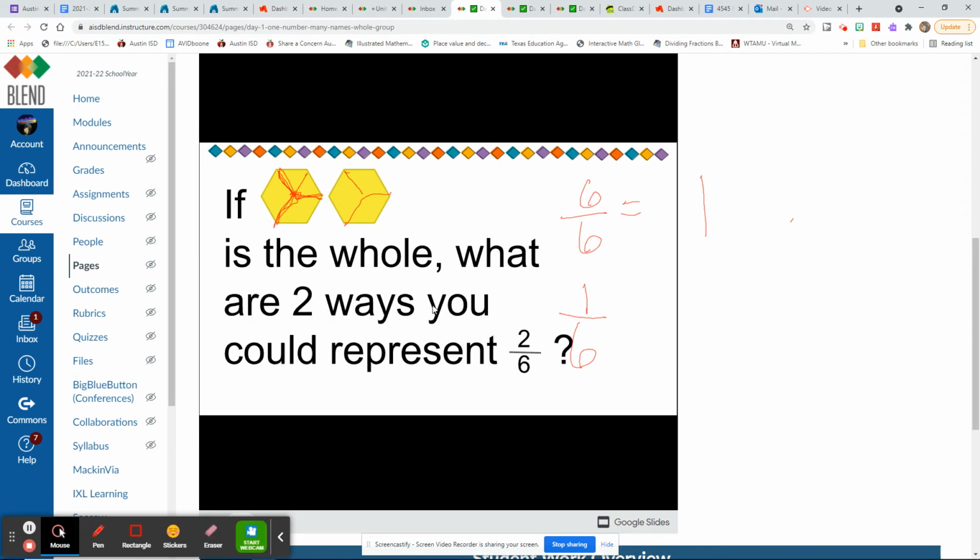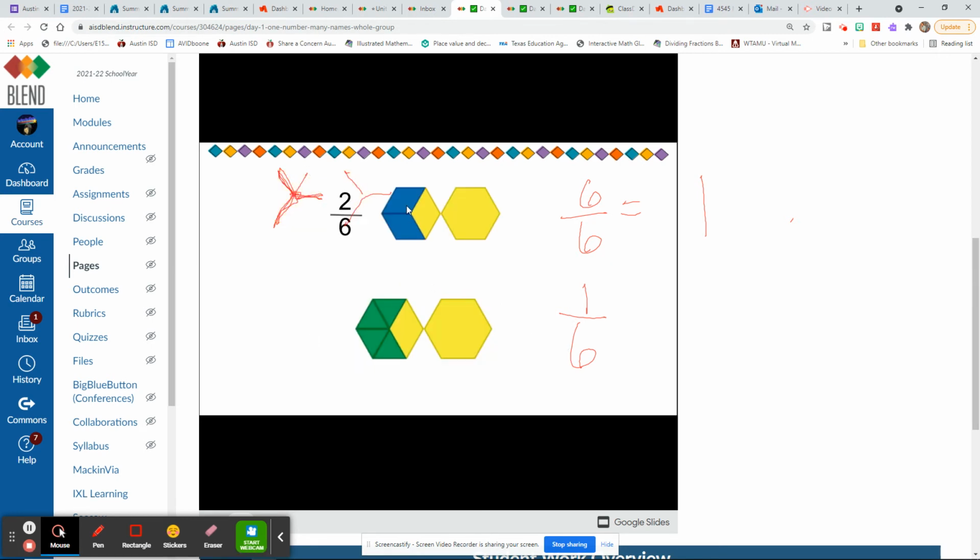And if 2 hexagons is the whole, what are 2 ways we could represent 2/6? Well, I could represent 2/6 with 2 of those diamonds, or 4 triangles. Once again, 2 diamonds or 4 of the triangles.